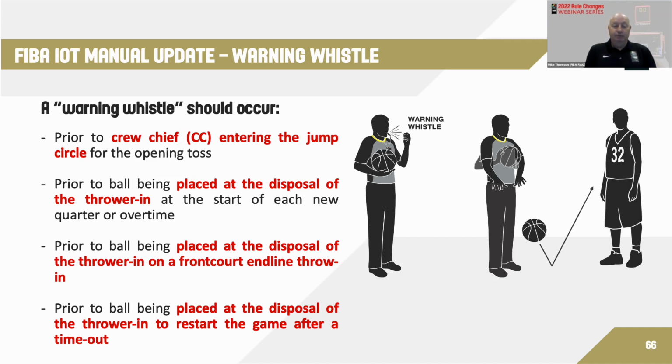The fourth, when the ball is placed at the disposal of the thrower in on a front court end line throw in, the administering official will have a warning whistle. And finally, we'll have a warning whistle when the ball is placed at the disposal of the thrower in to restart the game after a timeout. 4 situations for a warning whistle, an IOT mechanics change that we can put in place very quickly.